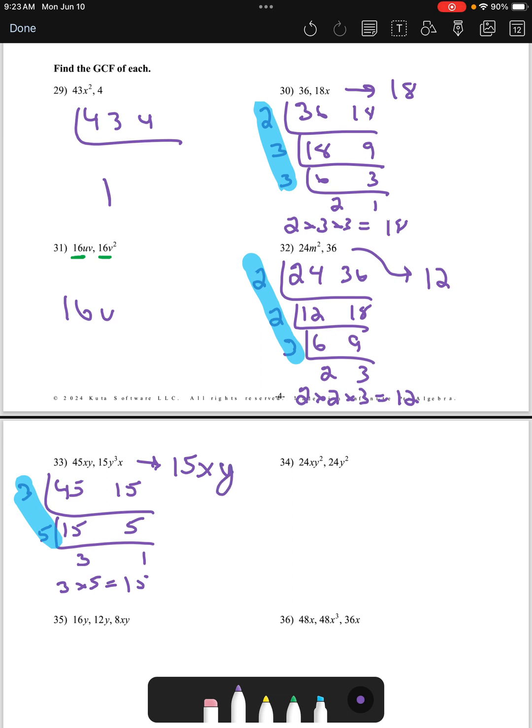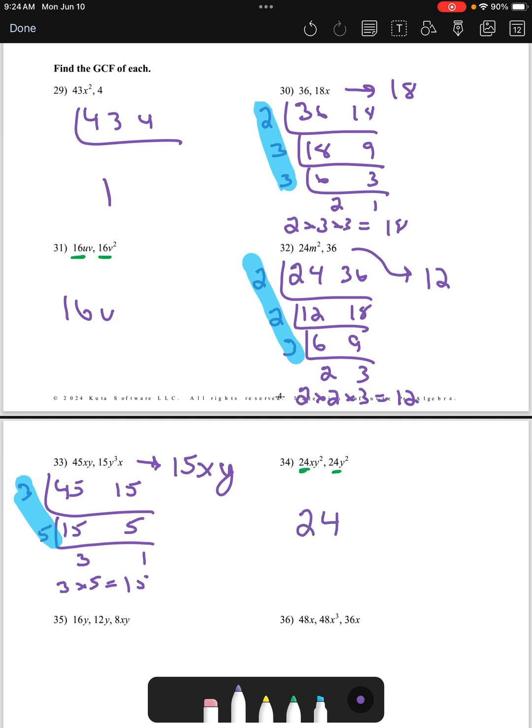How about Y? Do they both possess a Y? Yes. That means Y has to be part of our solution. Does either one possess more than a Y? Yes. The second term has 3 Y's technically. But because the first term only has a single Y, what's common is just a single Y. The 15 just has a couple extra. Our GCF is 15xy.